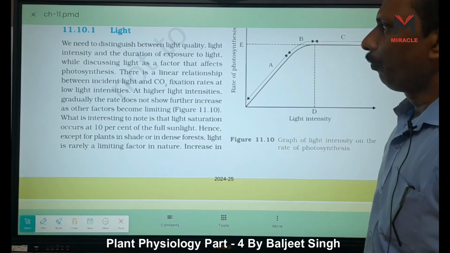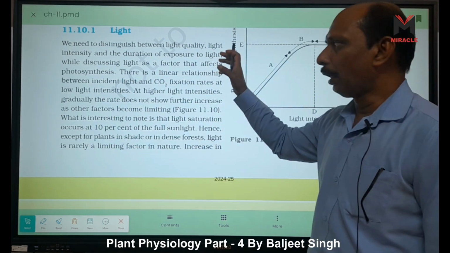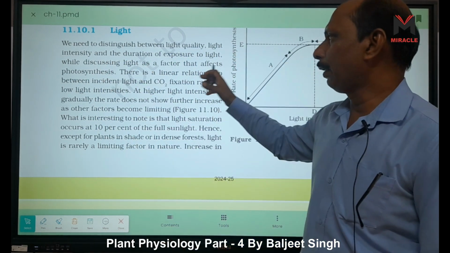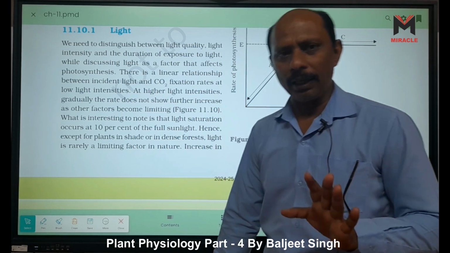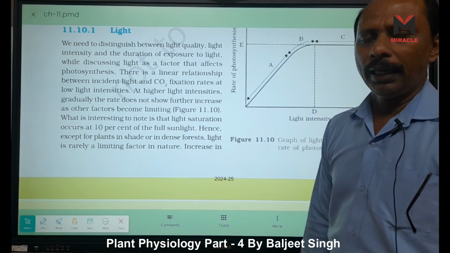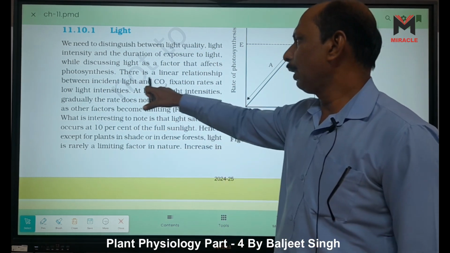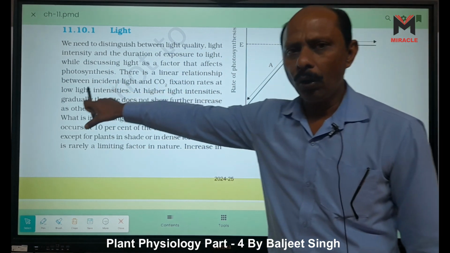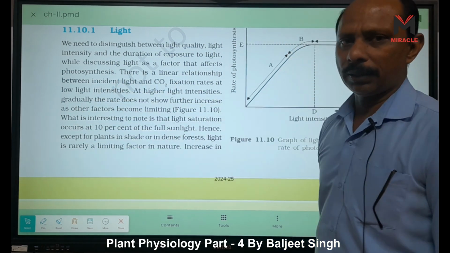First is light. We need to distinguish between light quality, light intensity, and duration of exposure of light, right? While discussing light as a factor that affects photosynthesis, light as a limiting factor is very rare. It is present only in shady places or dense forest, right? There is a linear relationship between incident light and CO2 fixation rates at low light intensity, right? What is given here? A linear relationship.